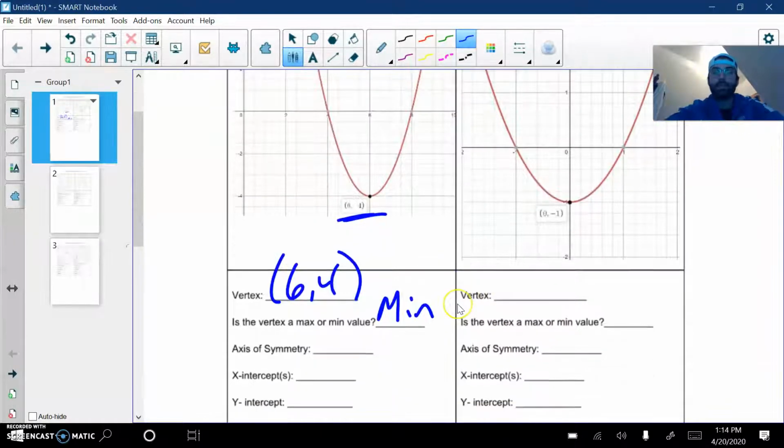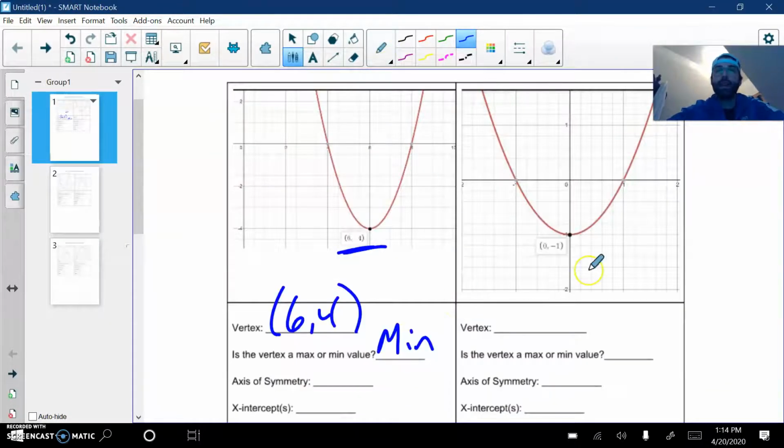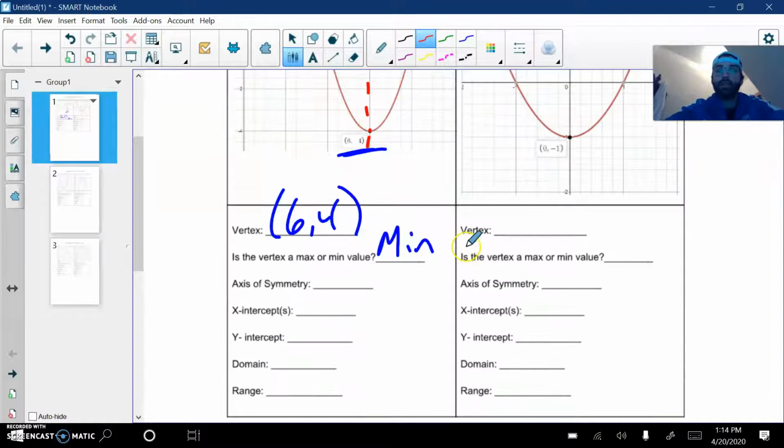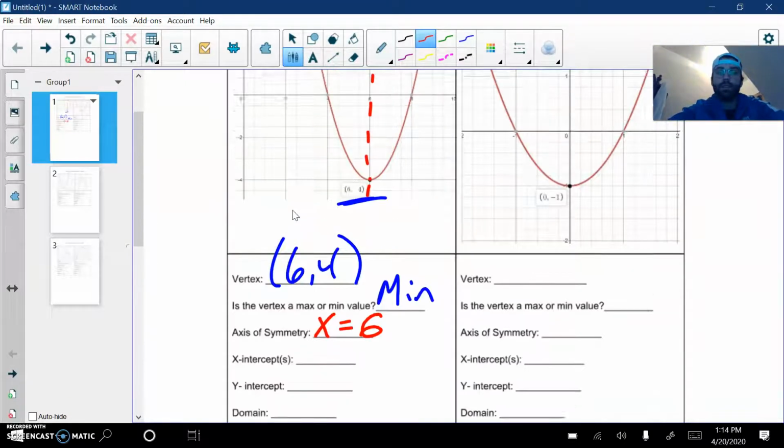The axis of symmetry. Remember, the axis of symmetry is that line that goes down the middle of our parabola. Our parabola reflects over our axis of symmetry. It's always going to be x equals whatever the x value of our vertex is. So x equals 6 in this case.